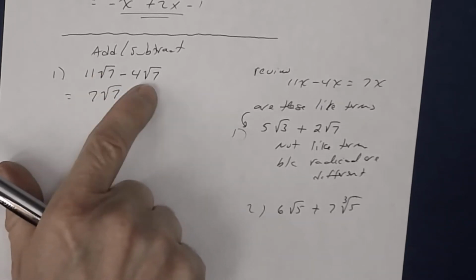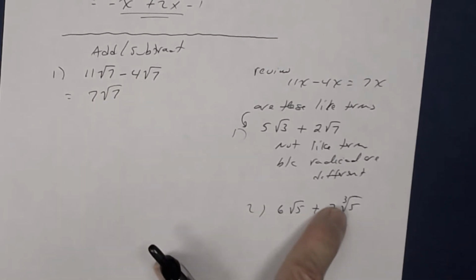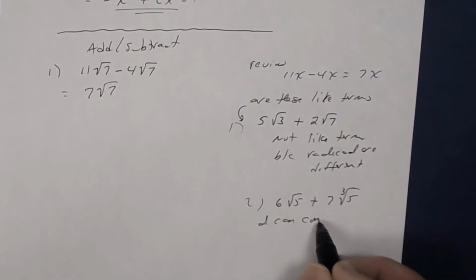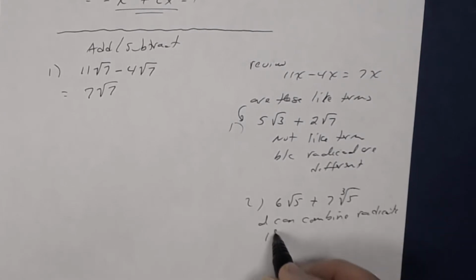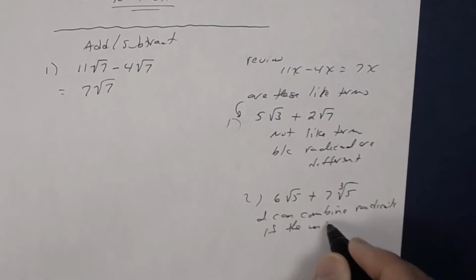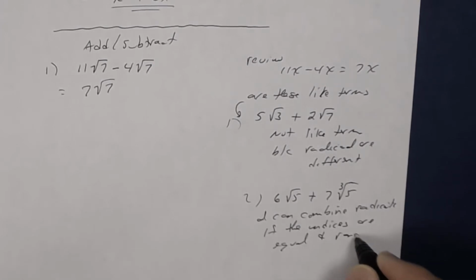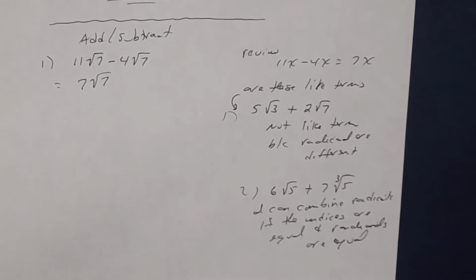I did say that. But we're dealing with square roots, right? What do you notice about the indices? The index here is 2. The index here is 2. But what's the index here? 3. So I can combine radicals if two things occur: if the indices are the same, are equal, and the radicands are equal. So the indices have to be the same and the radicands have to be the same.